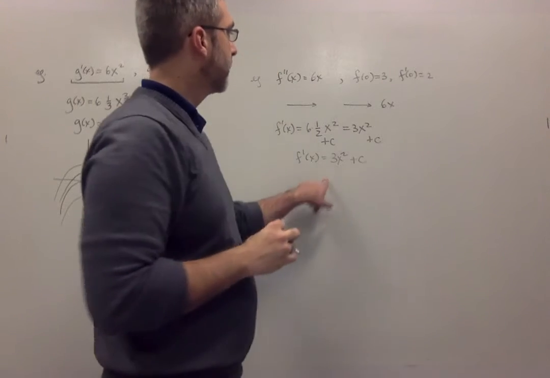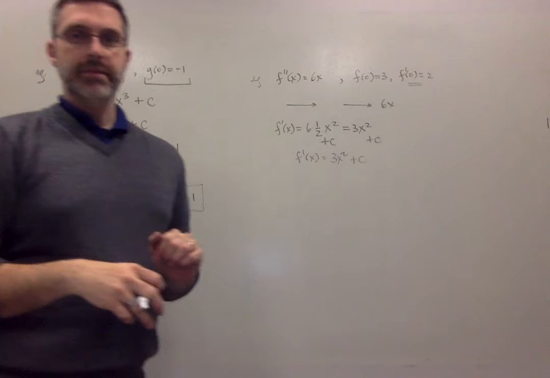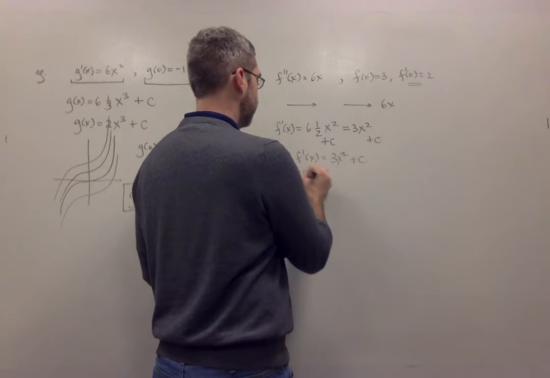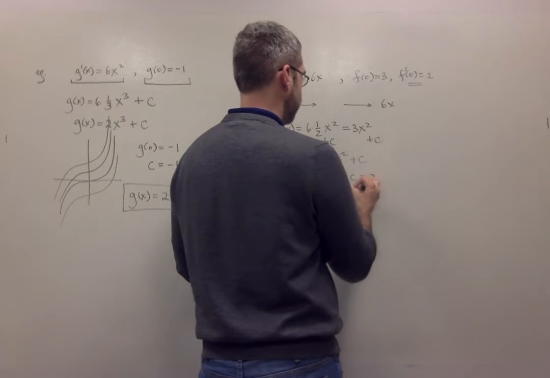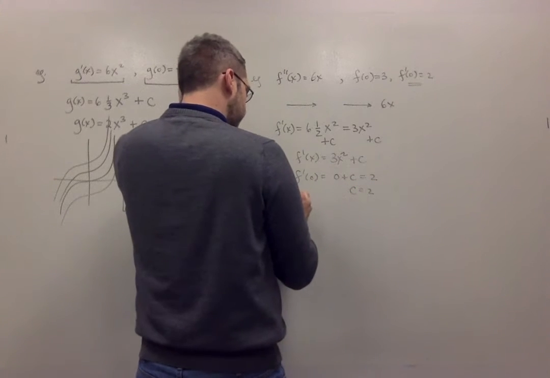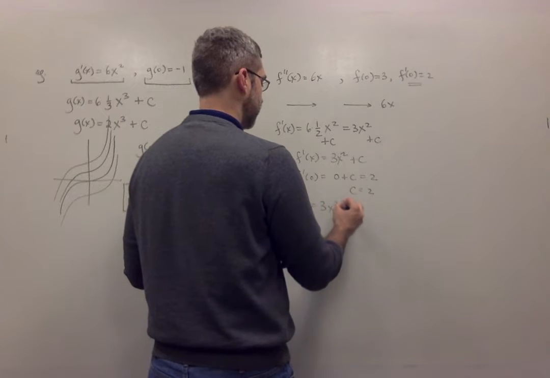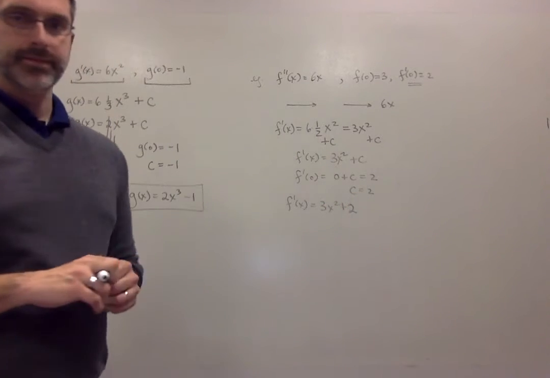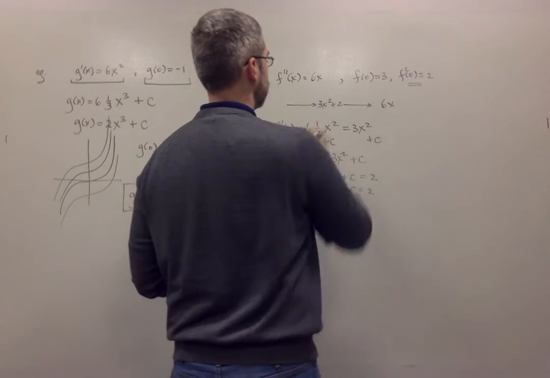Now I'm given some extra information about the first derivative here. I'm given the fact that when I plug in 0 in the first derivative, I get 2. So if I plug in 0, in other words, if I get 0 plus c, that's supposed to be 2. So that constant is actually 2. So the first derivative actually looks like 3x squared plus 2. Got it? So that's what's sitting here, 3x squared plus 2.